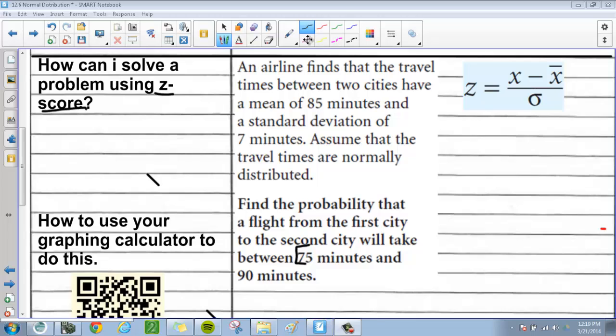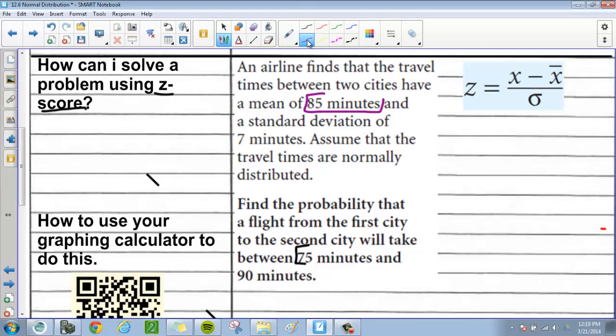We got this airline. It finds that the travel between two cities has a mean, just an average, of 85 minutes. They also found that the standard deviation for that travel is about 7 minutes. And they're saying just assume that this distribution is normally distributed. So they want us to answer this question: what is the probability that a flight from the first city to the second city will take between 75 minutes and 90 minutes, knowing this information?